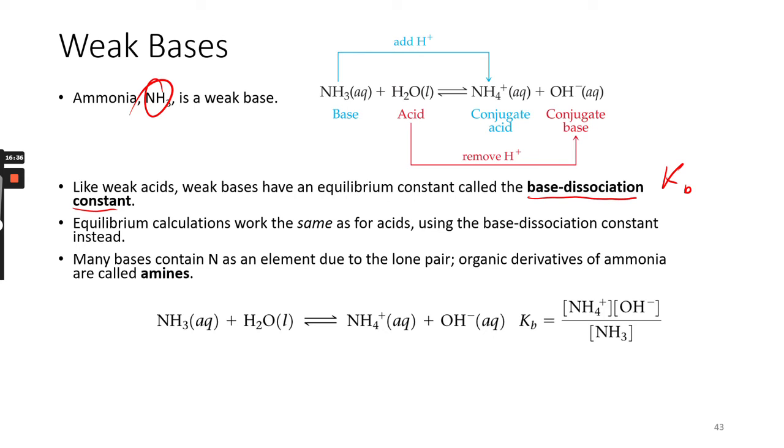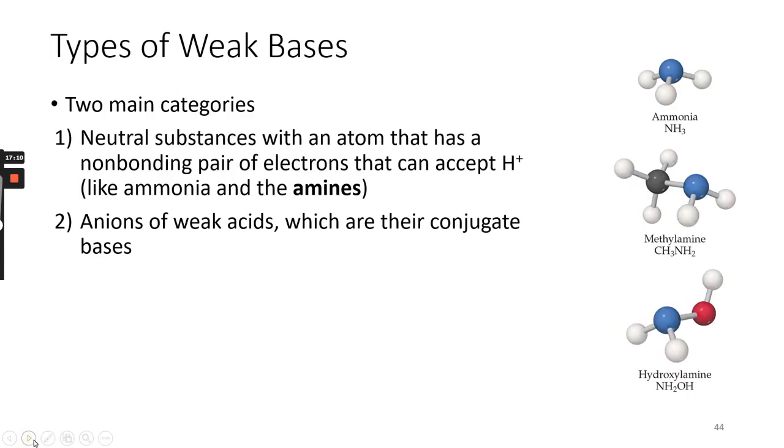Equilibrium concentrations work the same as what we just did for the acids. We'll go over an example in a minute. Many bases contain nitrogen as an element due to the lone pair that is on nitrogen, right? This has a lone pair of electrons that can attract the proton, remember, the proton from water. These electrons are going to attract it, and that's why they're a base. Bases that have nitrogen in them are called amines. If you take organic chem, you'll learn a little bit more about that.